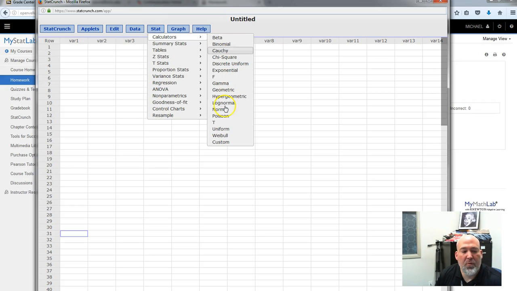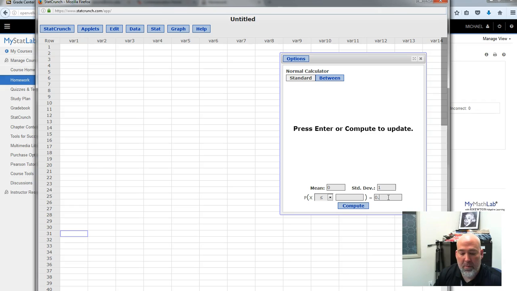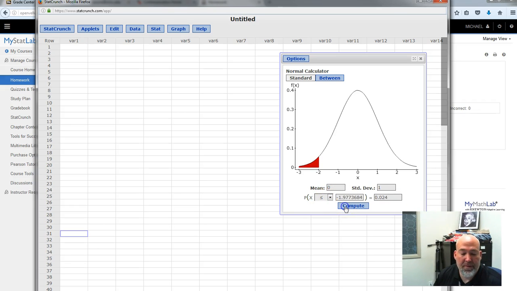I'm going to my normal calculator. And since I want 2.4% to be in each one of these tails, here's my mean of 0, my standard deviation of 1. I could just say, I want that area in the tail to be 2.4% or 0.024. And since it's to the left, that's going to give me that left side, those low values. And that'll give me that negative 1.98 to 2 decimal places.